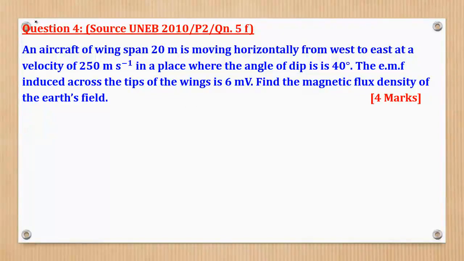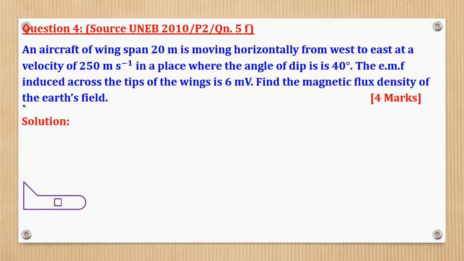Then question 4 came from UACE 2010, paper 2, question 5F, and says, an aircraft of wingspan 20 meters is moving horizontally from west to east at a velocity of 250 meters per second in a place where the angle of dip is 40 degrees. The EMF induced across the tips of the wings is 6 millivolt. Find the magnetic flux density of the Earth's field.